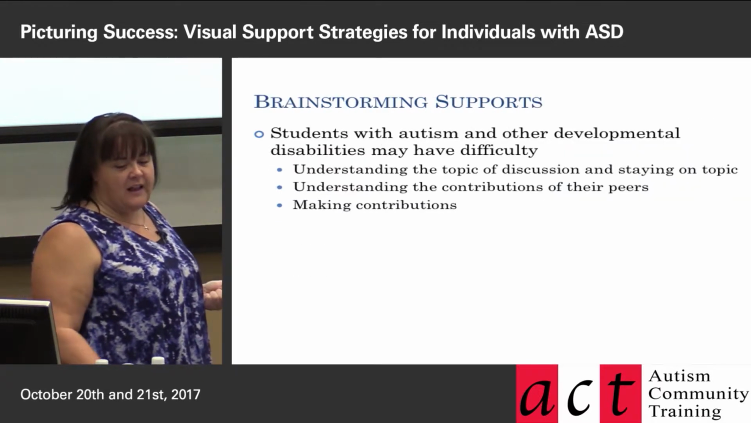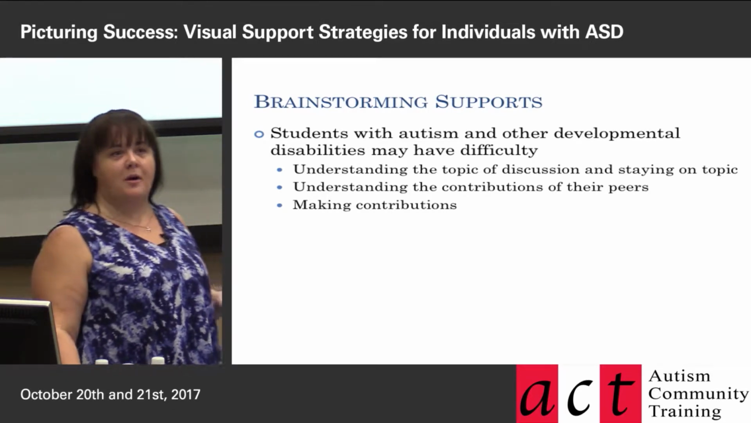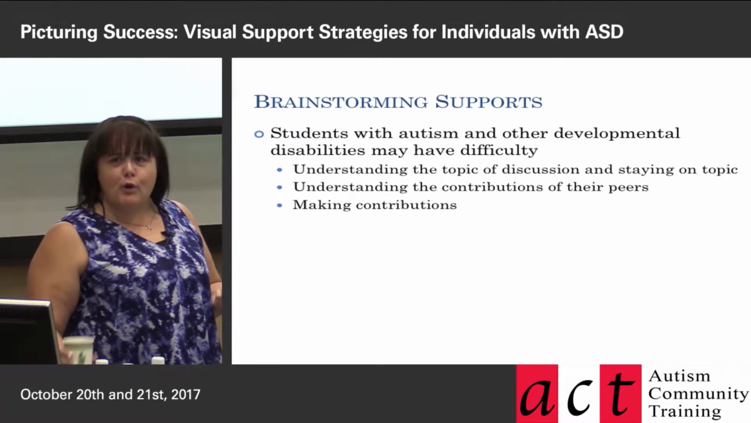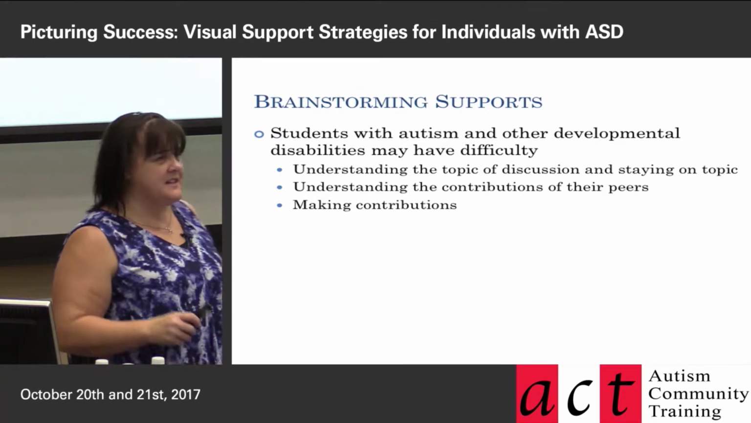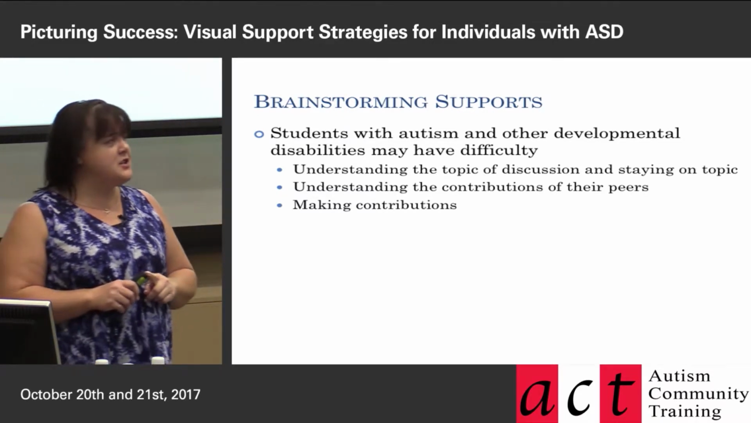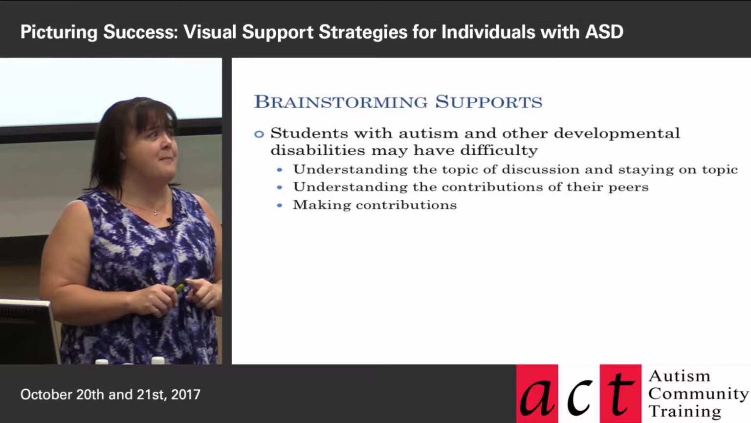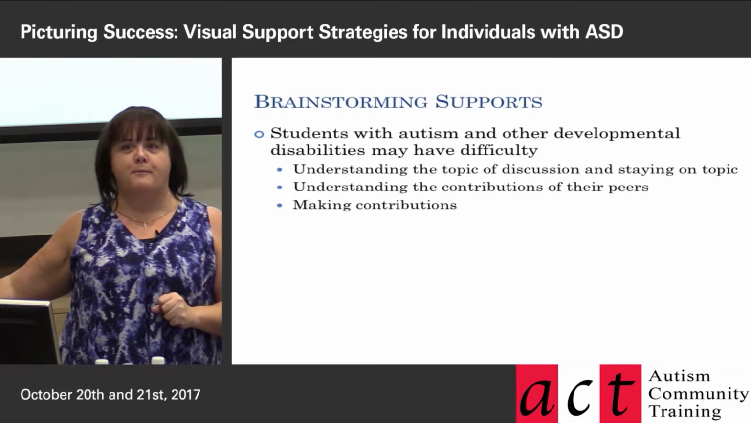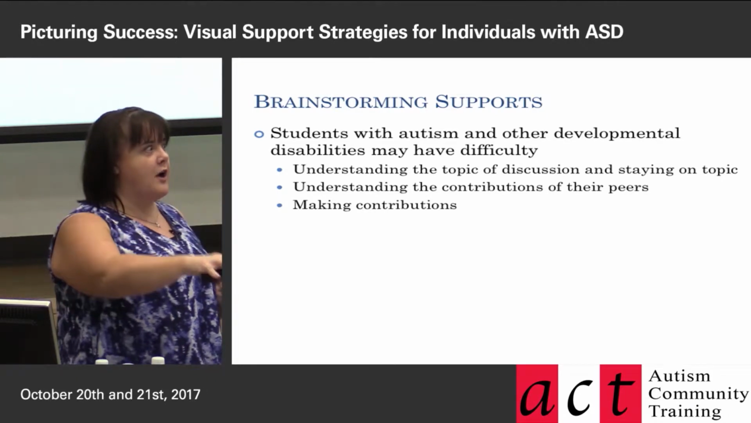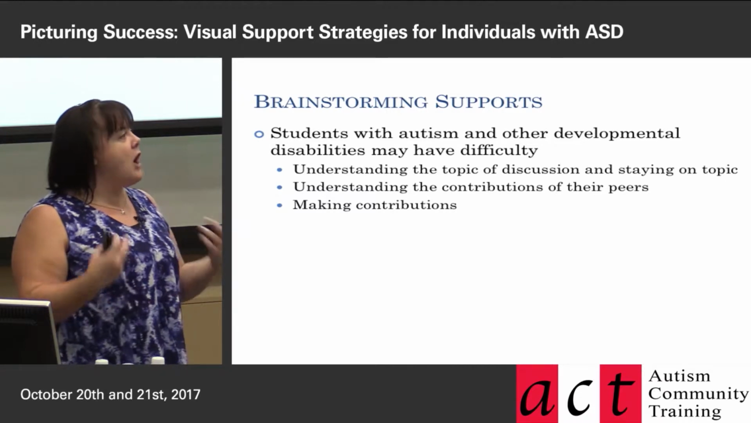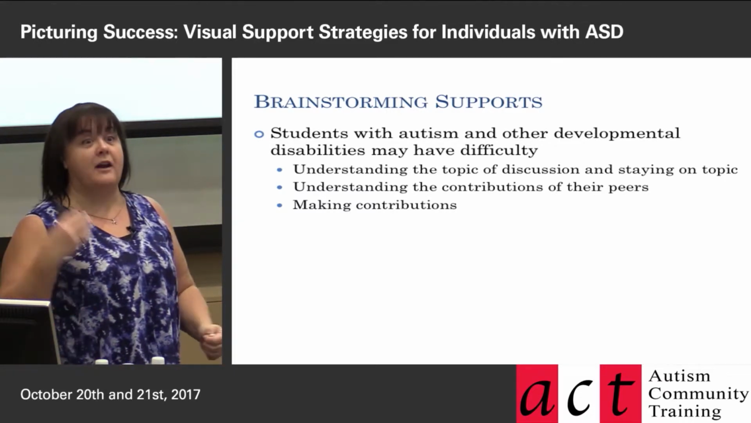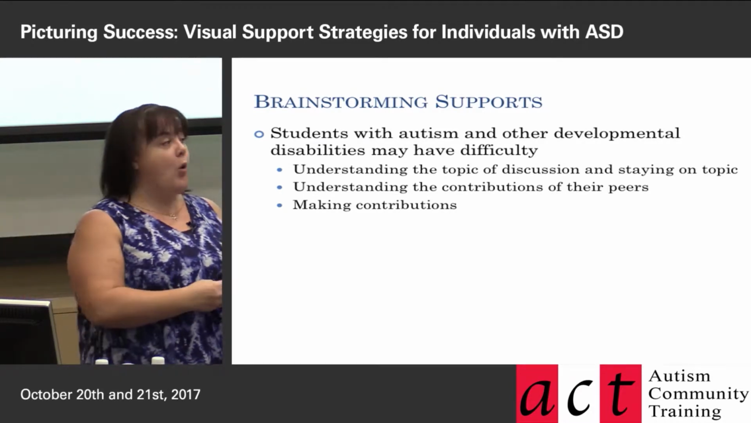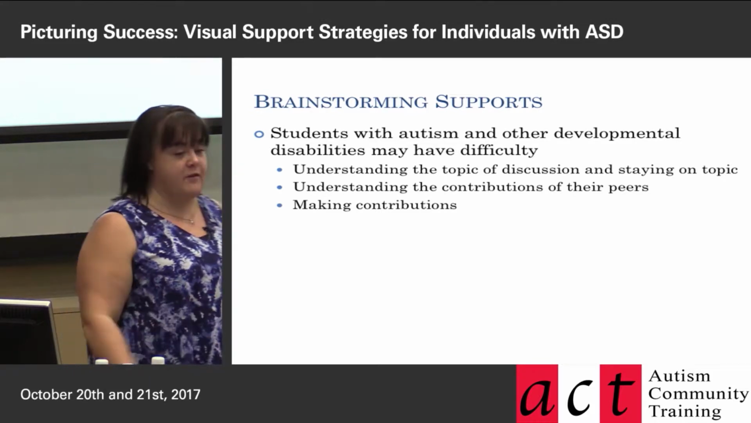The other thing that happens in classrooms a whole lot is this let's brainstorm, right? Teachers like to do lots of brainstorming. Really difficult for kids with developmental disabilities and autism for a variety of reasons. They may not know the topic that we're brainstorming about, so staying on topic is difficult. They may not understand what their peers have said, so they don't know what contributions have already been made. They may not have the ability to make their own contributions. They may not have the information related to the topic. They don't know what kinds of things to provide, or they don't have the ability to convey that information.